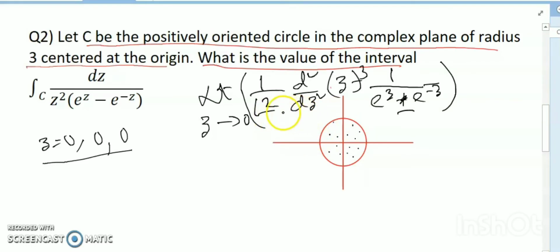So if you apply this formula, where z square is multiplied in here, you can solve this problem the same way. This is one formula. Another is residue at infinity. You can use residue at infinity and the coefficient of 1 by z, okay.